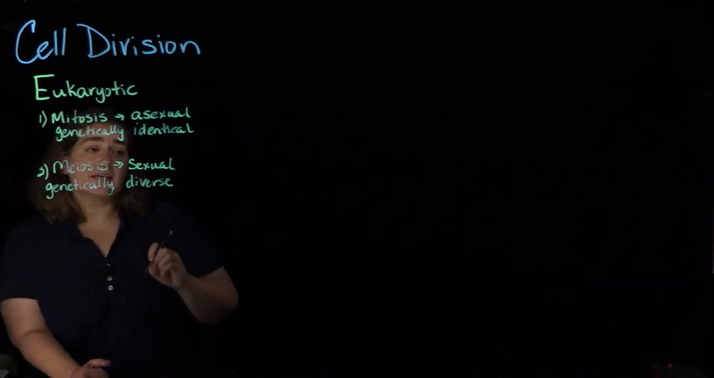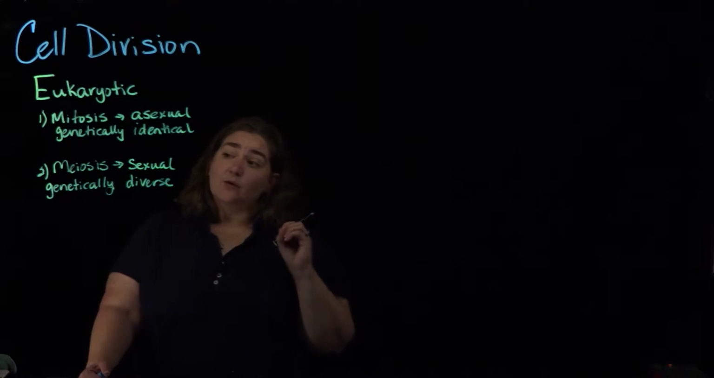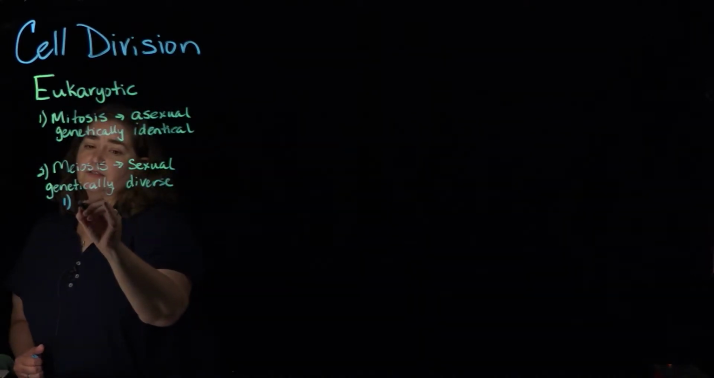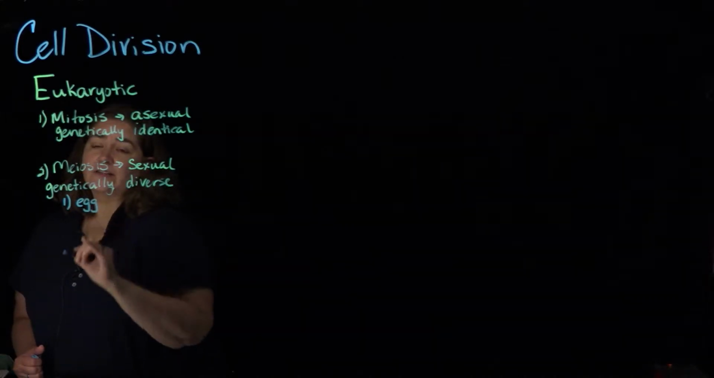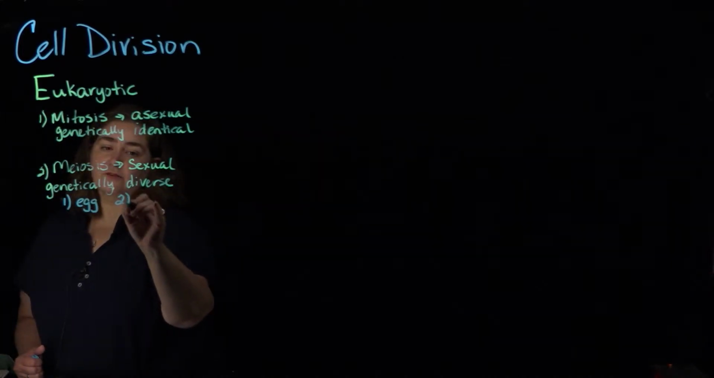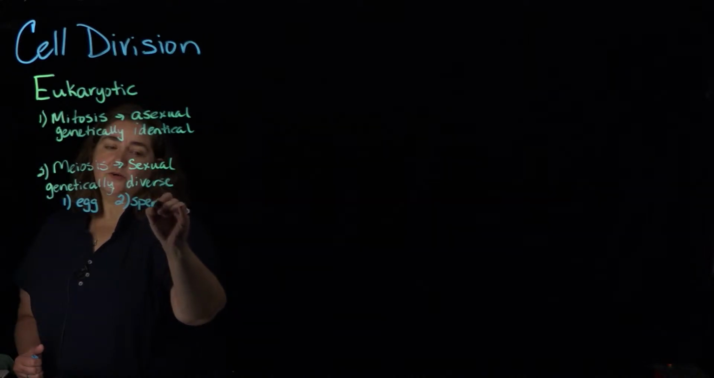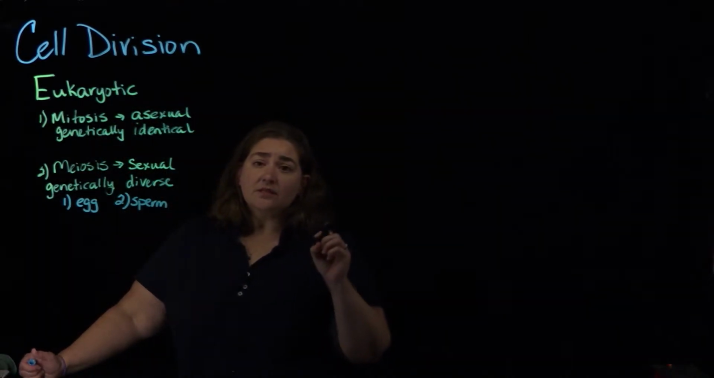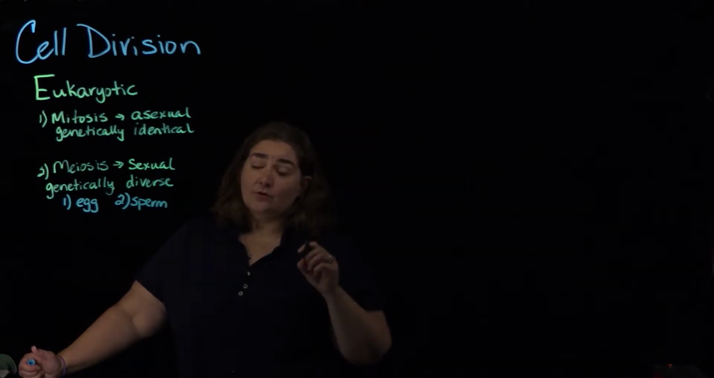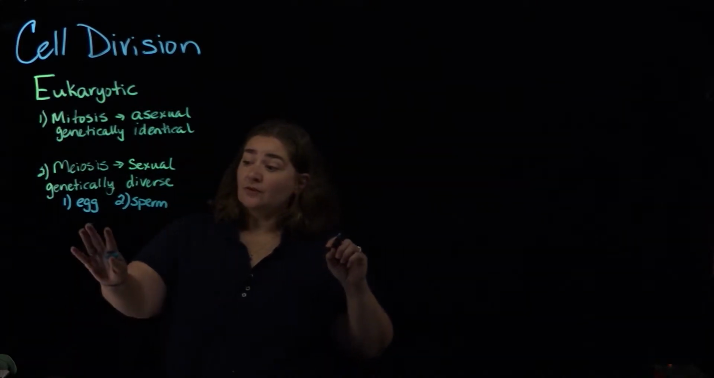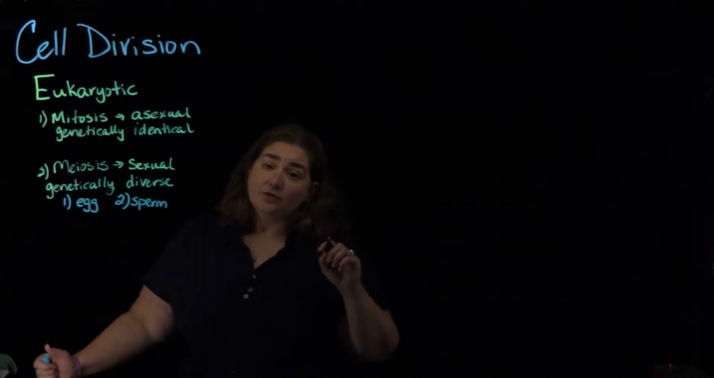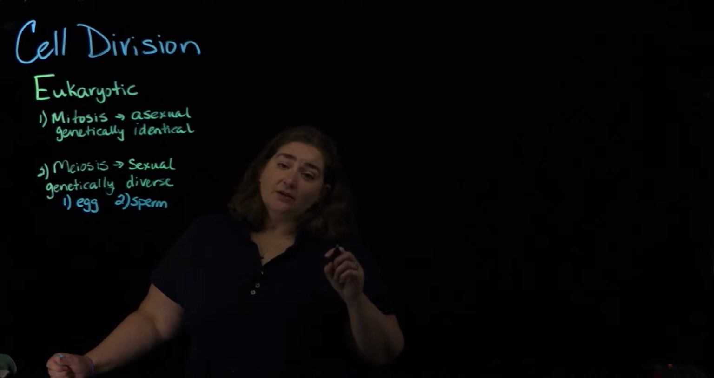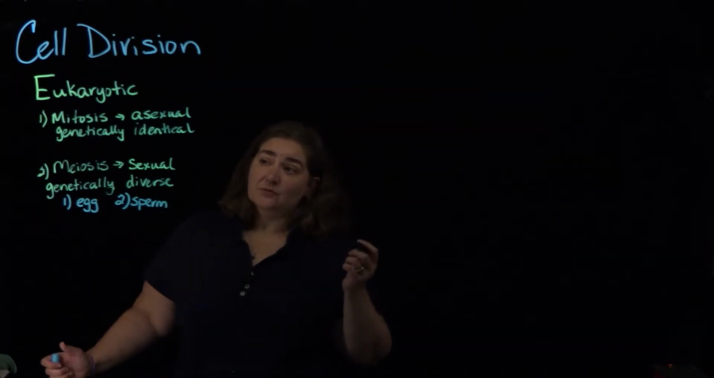Now, in terms of the cells of the body that undergo meiosis, there are going to be two types of cells that undergo meiosis. You've got the egg in females, you've got the sperm in males. Those are the only two cells in the human body that will undergo meiosis. So if you're female, the one cell type that you've got that undergoes meiosis are the egg cells. If you're male, the one cell type you've got in your body that undergoes meiosis is the sperm cell.